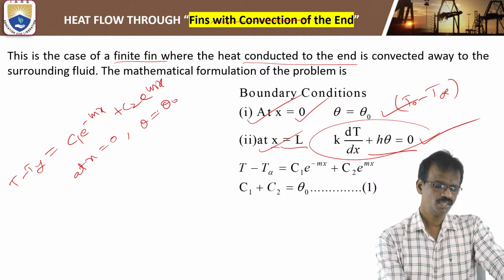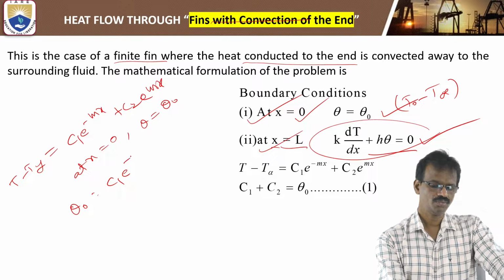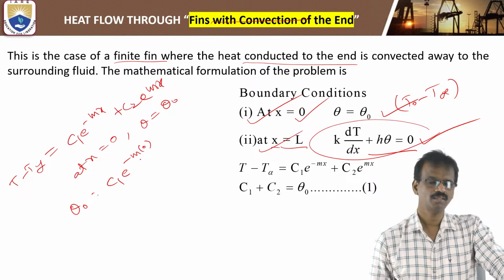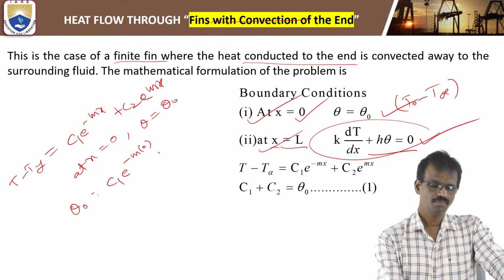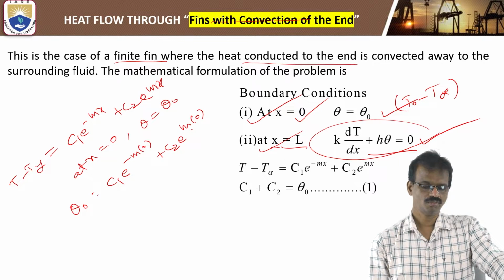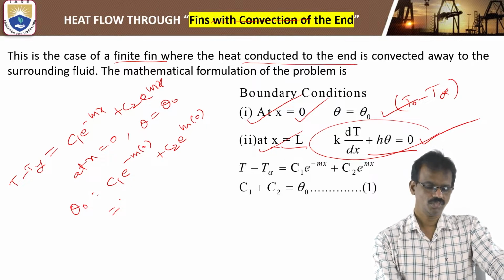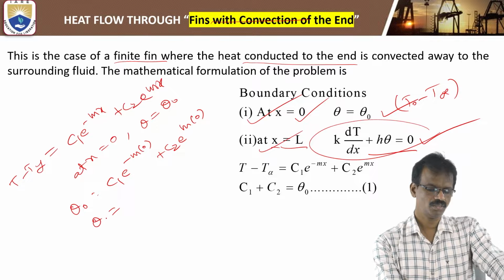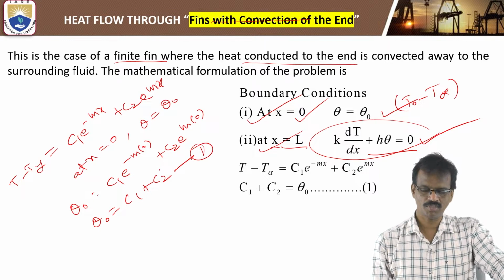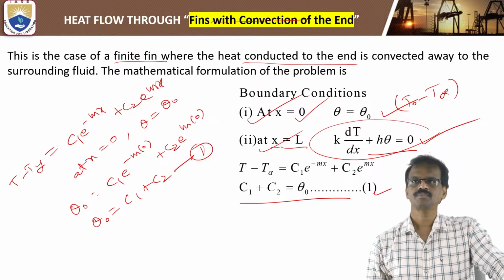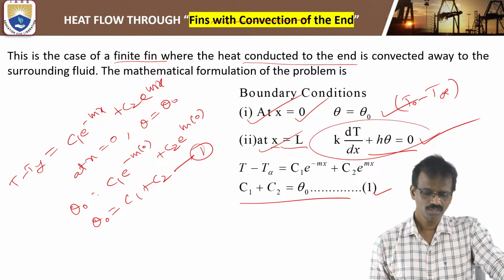Okay, so then theta will be theta naught, c1 e to the power of minus m into 0 in place of x, plus c2 e to the power of mx, m into 0. So e to the power of 0 is the value of 1. So theta naught is equal to c1 plus c2. This is equation 1 by the first boundary condition.